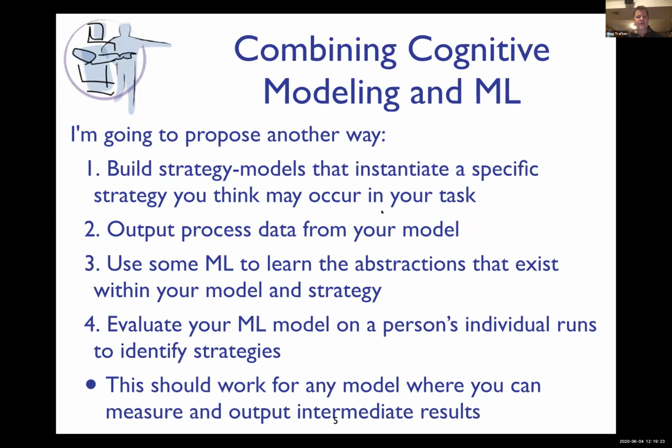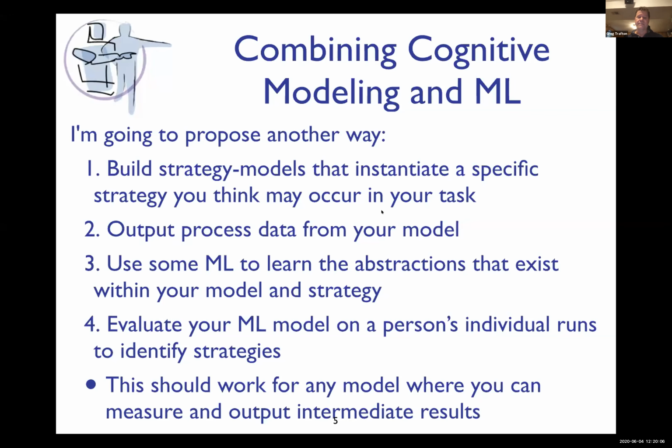And so what we're trying to do here is I'm going to propose a way to model and fit model data to individual parameter data. It's kind of a 4-step process, very loosely. So the first step is building strategy models that instantiate a specific strategy that you think may occur in your task. And I'm going to give examples of this in a specific task. The second part is output process data from your model. The third step is to use some form of machine learning to learn the abstractions that exist within that model and within that particular strategy.